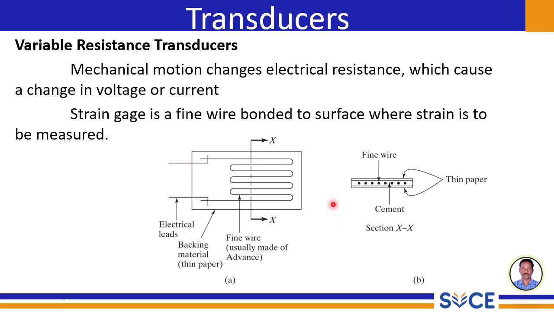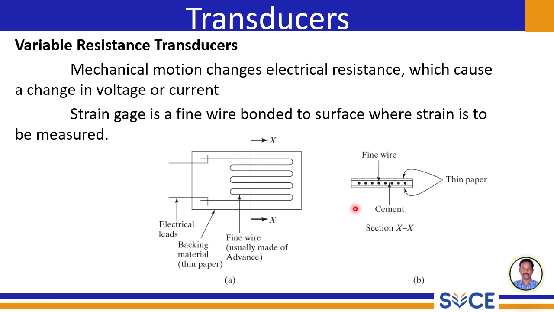You can see the fine wire embedded within a cement or adhesive layer, which ensures good bonding to the thin paper backing. The key principle here is that when the fine wire is stretched, its length increases and its cross-sectional area decreases, both of which cause electrical resistance to increase. Conversely, when the wire is compressed, its length decreases and its cross-sectional area increases, leading to a decrease in resistance.